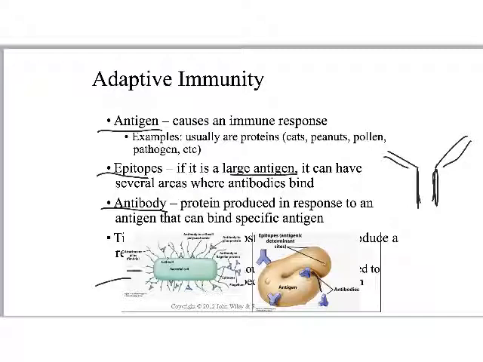This picture shows how antibodies can bind to different epitopes. This is a big antigen, and it's got different epitopes on it. So the antibodies can bind to a different epitope. And then here's how antibodies can bind to a bacterial cell.